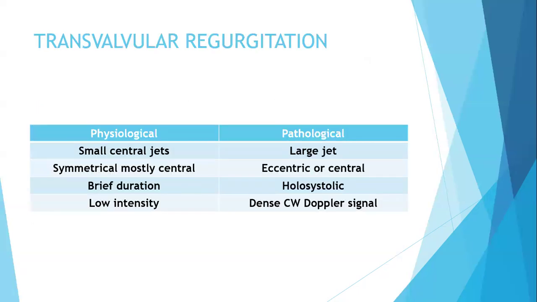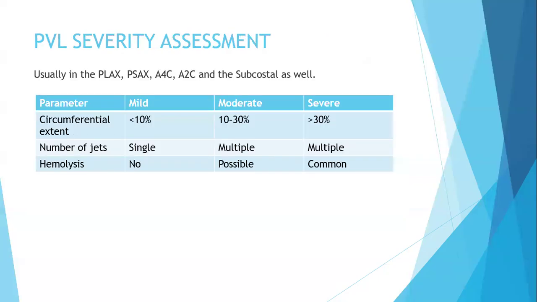As regards the transvalvular regurgitation, there's a physiological one that's acceptable and there's the pathological one that's not. This one is small, the other is large. The physiological is usually symmetrical and central. However, the pathological is mostly eccentric, although central could be possible as well. The physiological could be of a brief duration, whereas the other should be holosystolic or more. This is of lower intensity, however, the density of the pathological jet is usually dense.